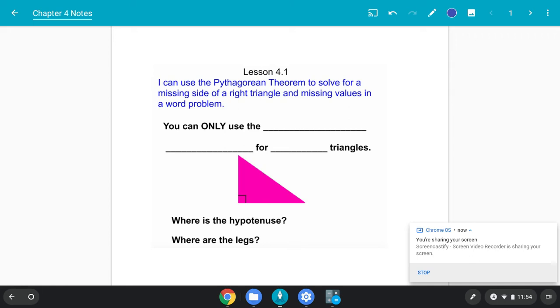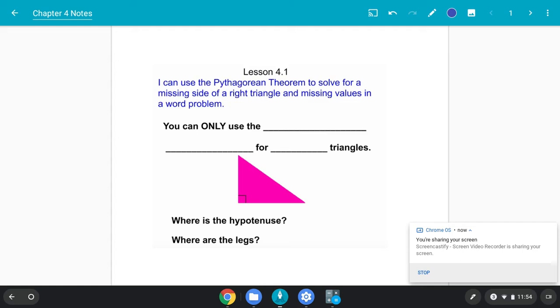All right, we are on lesson 4.1. Our goal is that you can use the Pythagorean theorem to solve for a missing side of a right triangle and missing values in a word problem. So first, we have to get a couple terms right.